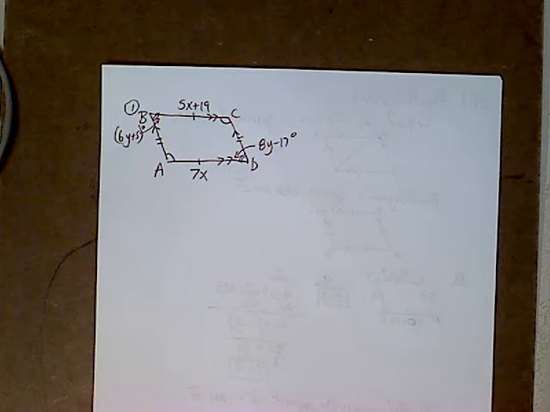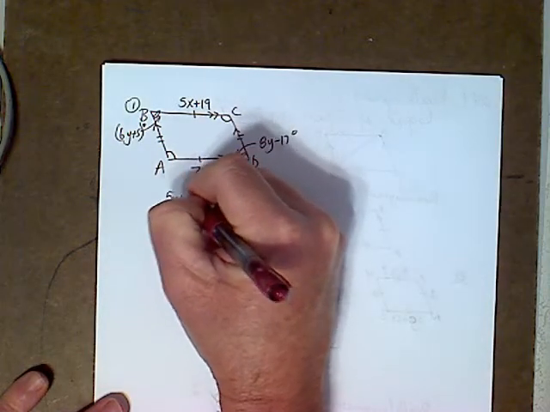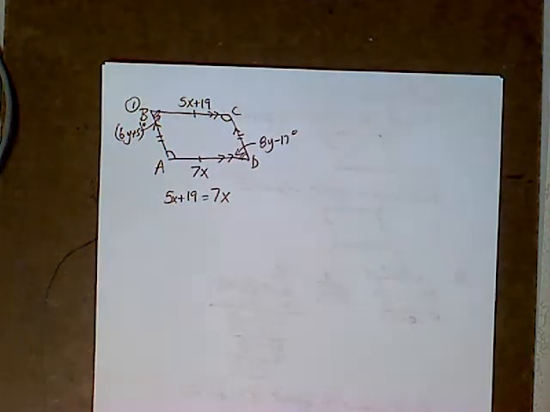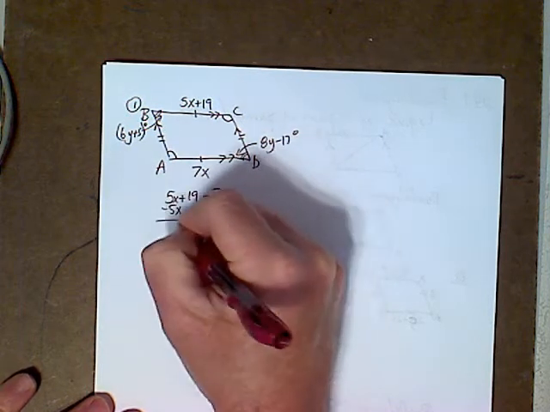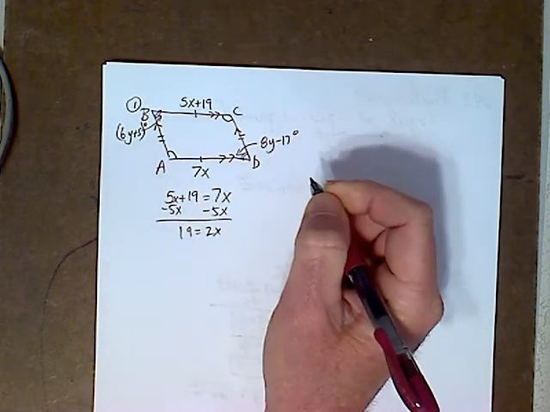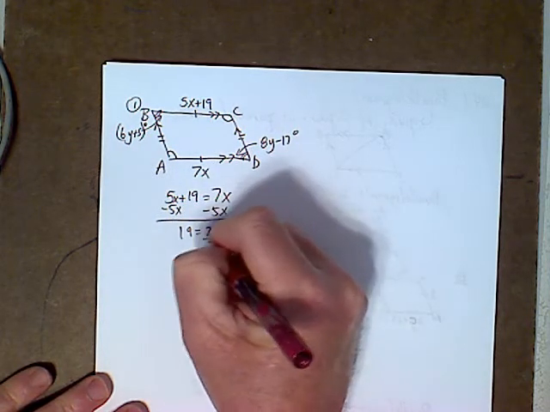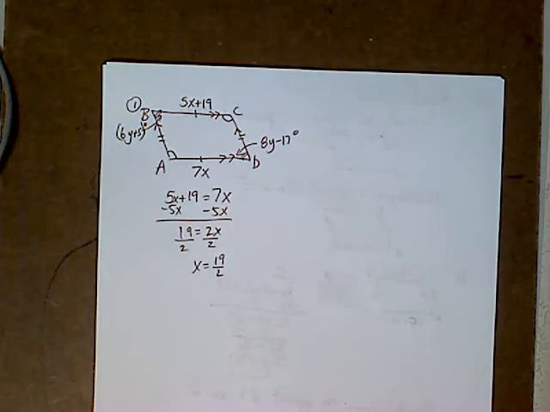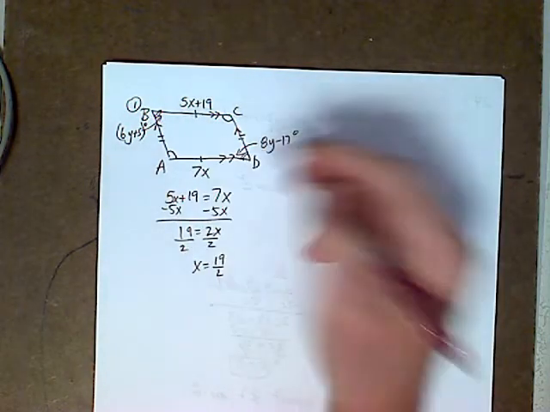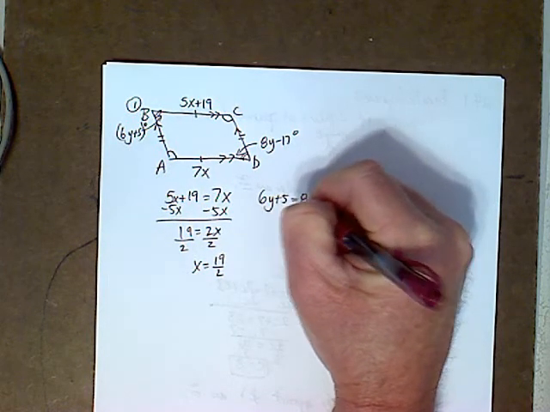So, how are we going to find x here? Let's start with that. Well, we can easily say 5x plus 19 is going to equal 7x. Subtract 5x from each side, and you're going to have 19 equals 2x. Divide each side by 2, and we'll have that x equals 19 over 2. Okay, so we've got x now. To get y, those opposite angles are going to be congruent. So we're going to say 6y plus 5 equals 8y minus 17.